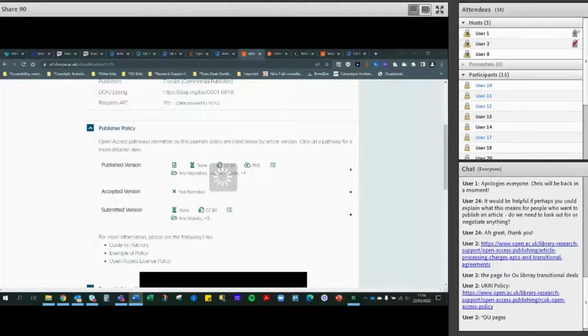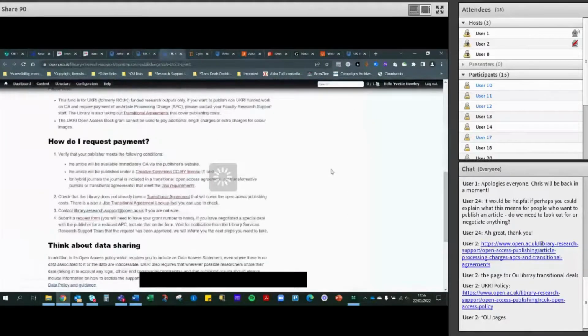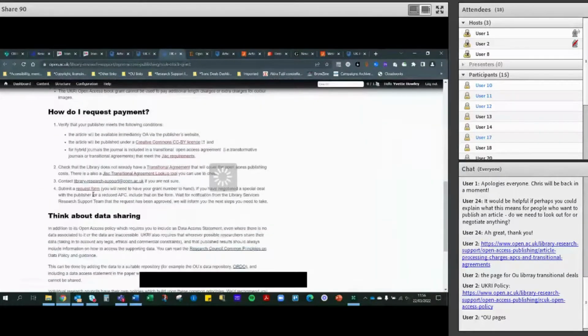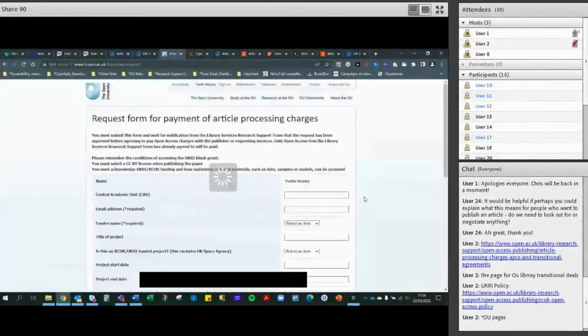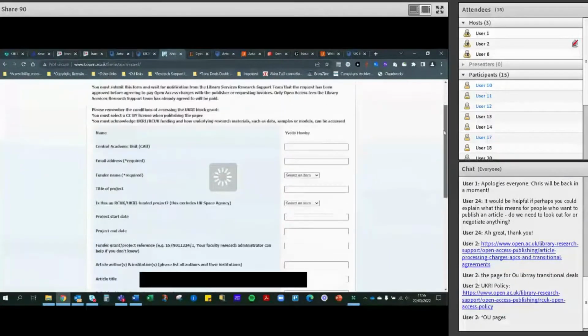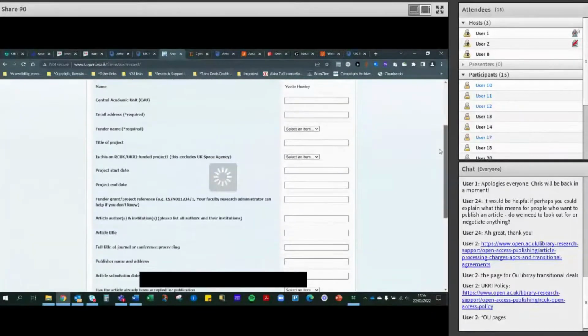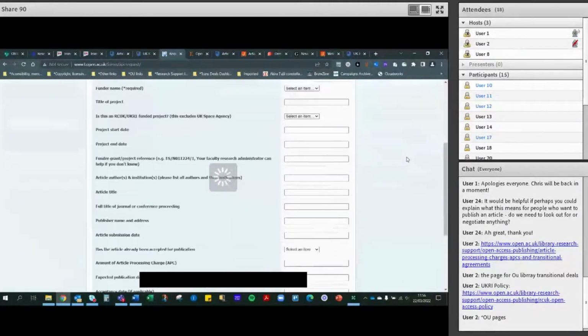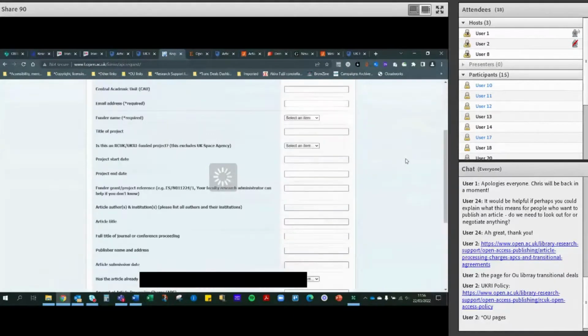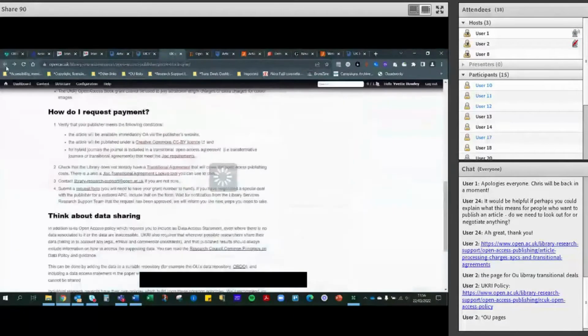So if you're happy with it and you want to go ahead, you can submit a form to us. Let's see here, submit request form, and you can fill in all the details here of the title of your projects, any reference numbers, and so on. And this form will come to us to check, and we can verify all of the details and offer you the funds from the grant.